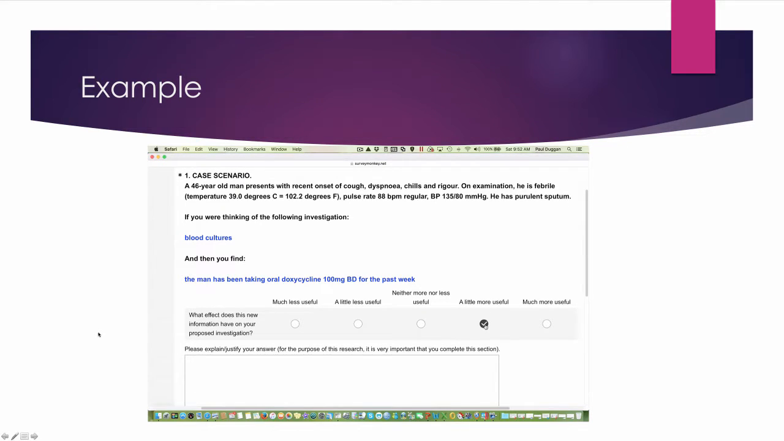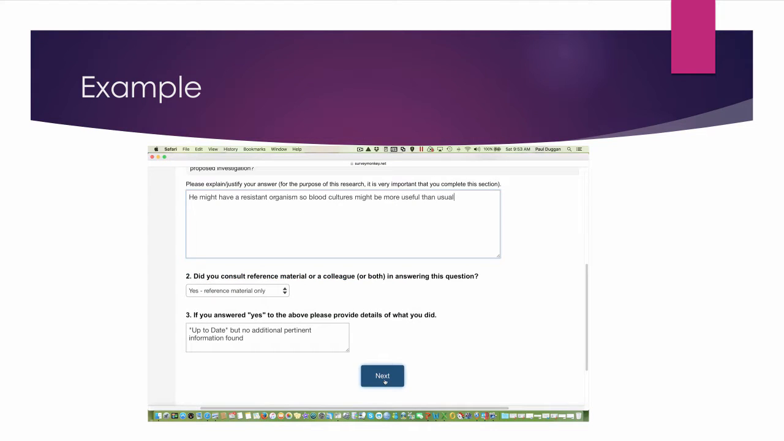This question requires a decision about the utility of an investigation, namely blood cultures in a patient with a fever and respiratory symptoms and who has been taking an antibiotic for a week. You are asked to determine if the new information, that is, the use of an antibiotic, has any bearing on the utility of the proposed investigation with blood cultures. There is no correct answer. What has been provided here is for illustrative purposes only.